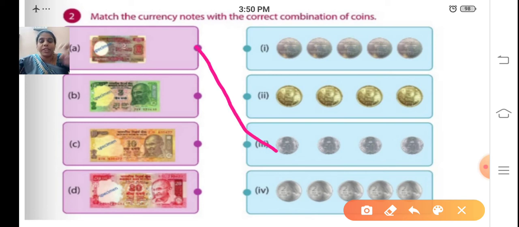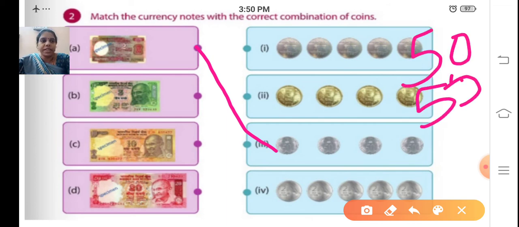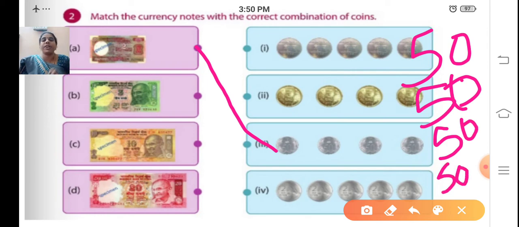Yes. If you add 50 paise coins, 50 plus 50 makes 1 rupee. 50 plus 50 paise, 1 rupee. Then again 50 plus 50 makes 2 rupees, isn't it? So we are going to add 4 50 paise coins. That makes 2 rupees. Second question is 5 rupee. How will you get 5 rupees? Just think and tell me.